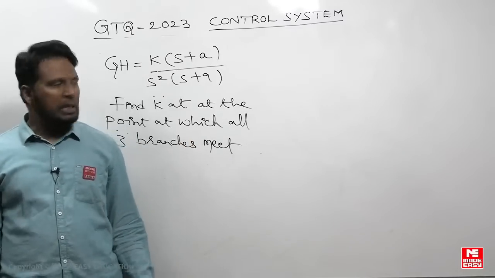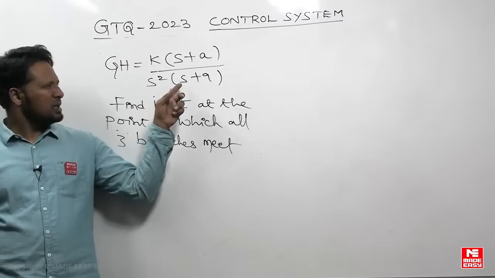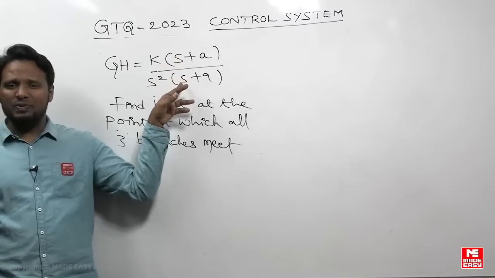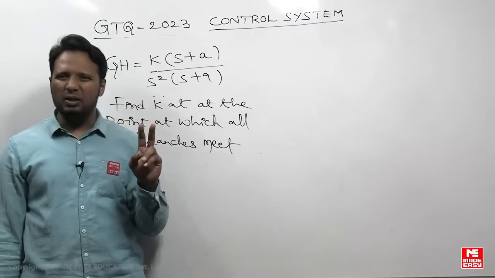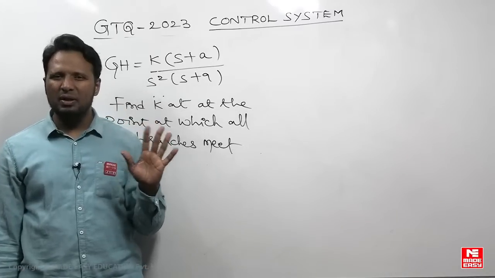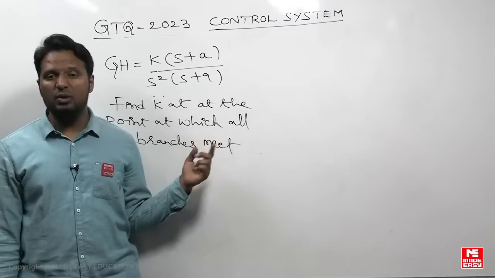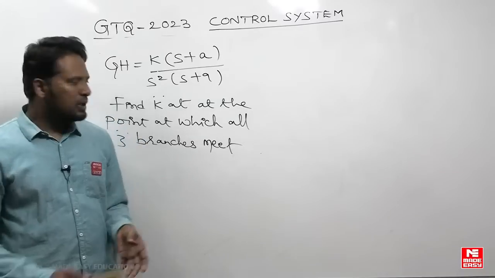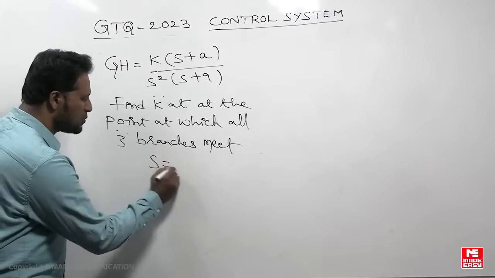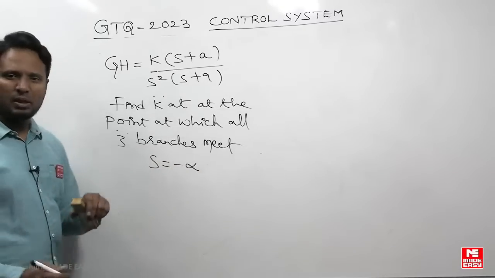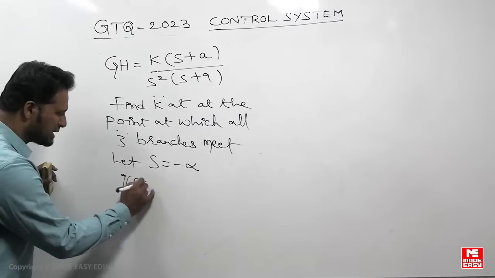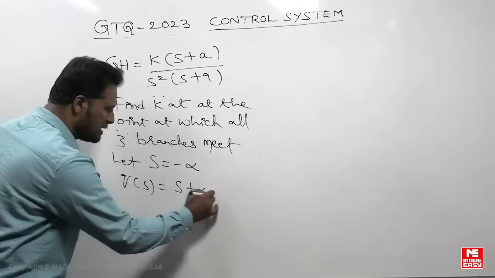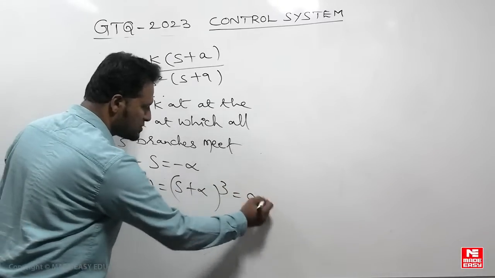Got the point? Right, I repeat. If it is a complex point, then it cannot be 3 branches meeting. It may be 2 or 4 or 6. If 3 branches are meeting at a point, then it should be a real axis point. Let that point be s equal to minus alpha, where all these 3 branches are meeting. Then the characteristic equation of the system will become (s plus alpha) cube equal to 0 at that point.